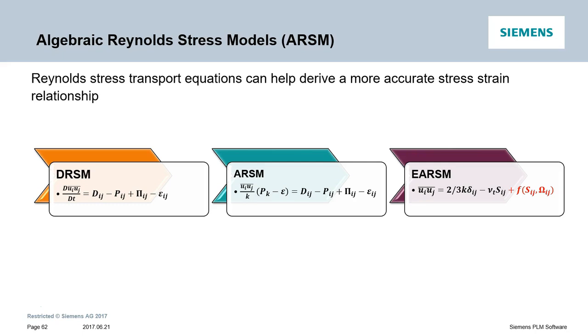And if instead of going through these steps of DRSM, ARSM, and then coming up with an explicit ARSM model, we had directly come up with an expression like this, we would call it a nonlinear eddy viscosity model. So that means the boundary between EARSM and nonlinear eddy viscosity models is very fuzzy. These are essentially the same models, but the difference is in the path we took to develop them. And in STAR-CCM+, we have these models available in both K epsilon and K omega flavors.